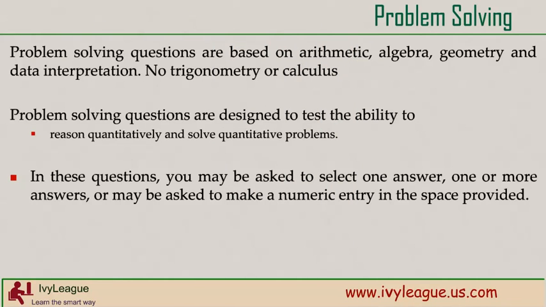Both sections of quantitative reasoning have approximately 10 problem-solving questions. Problem-solving questions are based on arithmetic, algebra, geometry, and data interpretation. There is no trigonometry or calculus on the GRE. Problem-solving questions are basically designed to test the ability to reason quantitatively and solve quantitative problems. In these questions, you may be asked to select one answer, one or more answers, or may be asked to make a numeric entry in the space provided.